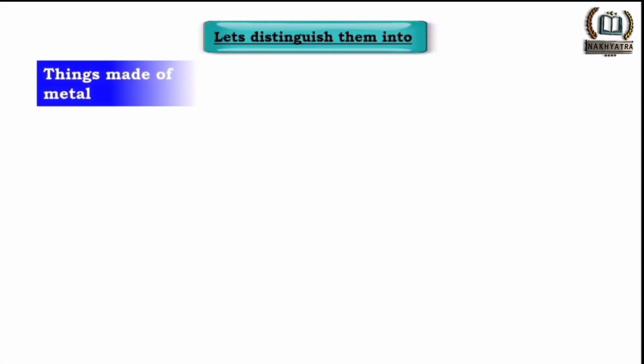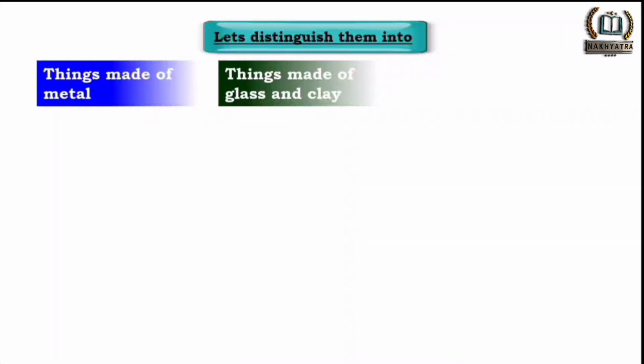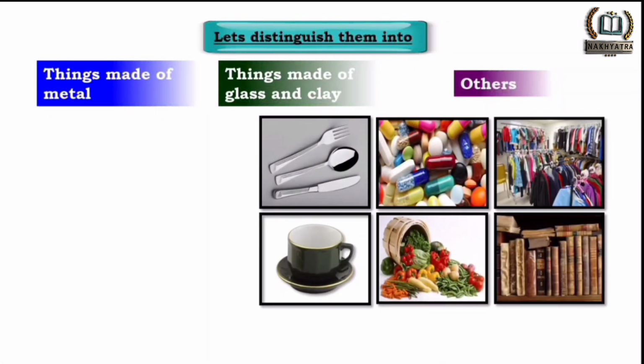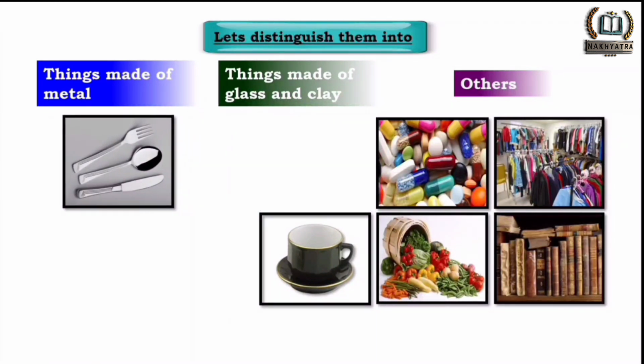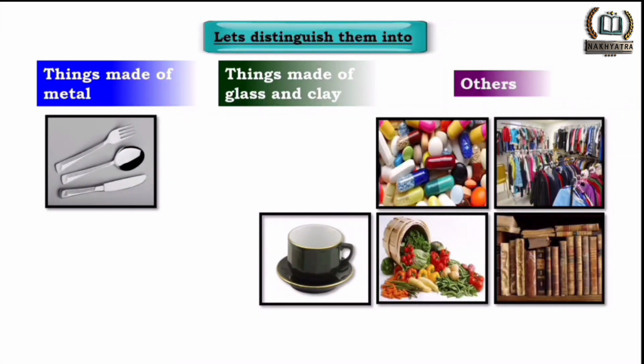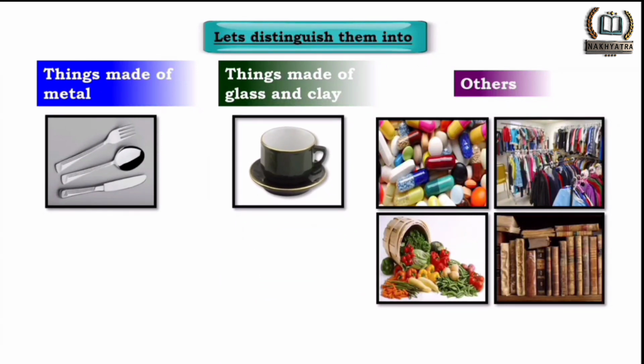Okay. Let's distinguish them into things made of metal, things made of glass and clay, and others. So here, as you can see, a few items are given. Things made of metal are the knife and fork. The cup and plate are made of clay. And others, you can see some bills, clothes, vases, and books.